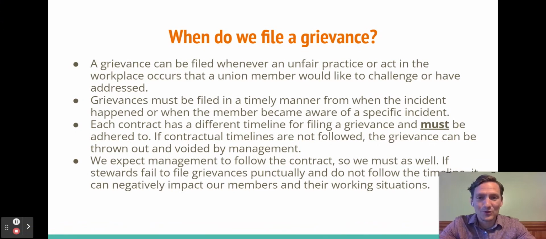And if we expect them to, we have to as well. If our stewards, you, fail to file the grievance punctually and don't follow the timeline, it impacts our members negatively. It impacts their working situations negatively, and it impacts our union. It impacts our membership. It impacts our strength. This is why we're doing this training. This is why you are a shop steward, because you have earned the trust of the local to be able to do this for our members. I said this is one of the most important things: to understand the timelines and make sure this gets done appropriately and correctly.